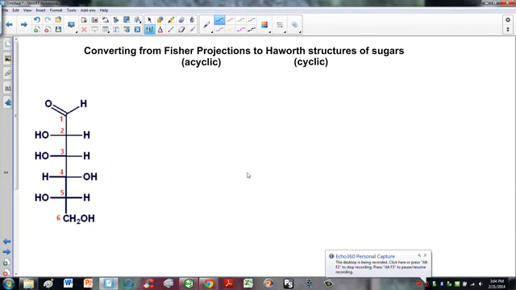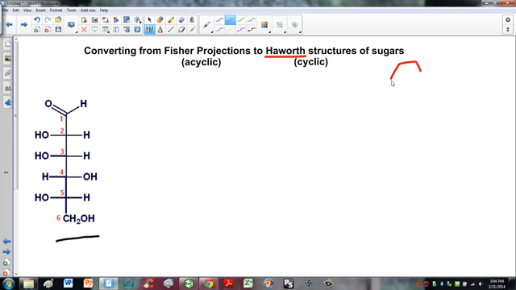Alright, I want to talk to you some about converting from acyclic forms of sugars, like this one shown right here, into cyclic forms of sugars. The cyclic forms of sugars are called Haworth structures, and they look a little bit different to these. These look kind of hexagonal. They look like hexagons with an oxygen being part of that ring, but I'll show you more here in just a minute. So there are basically 3 steps to do here.